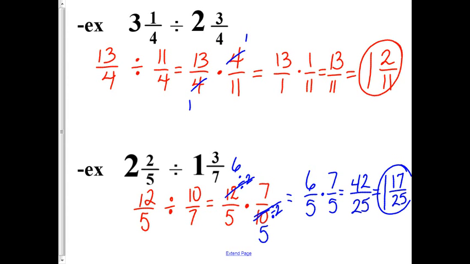2 and 2/5 divided by 1 and 3/7 is 1 and 17/25. Great job.